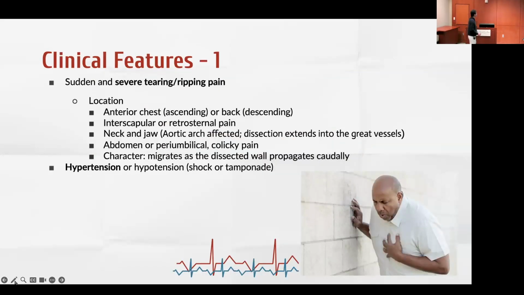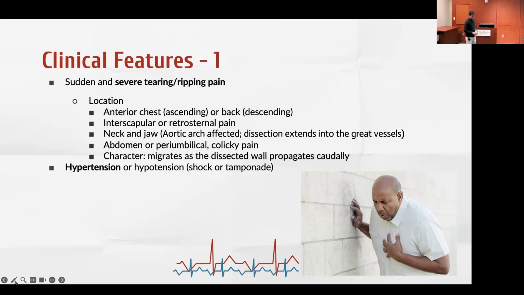Clinical features. It's very important that you understand it's a severe, sudden, tearing, ripping pain. Anterior chest is usually involved with the ascending, back with the descending. Interscapular, retrosternal pain, jaw and neck pain. If you have jaw and neck pain, this typically involves the ascending aorta, or specifically the arch. This would be a sign of a medical emergency. Abdominal or umbilical pain, and the character can migrate. Maybe in the morning they have chest pain, and then because of the dissection propagating down the descending aorta, they can start to have back pain throughout the day.